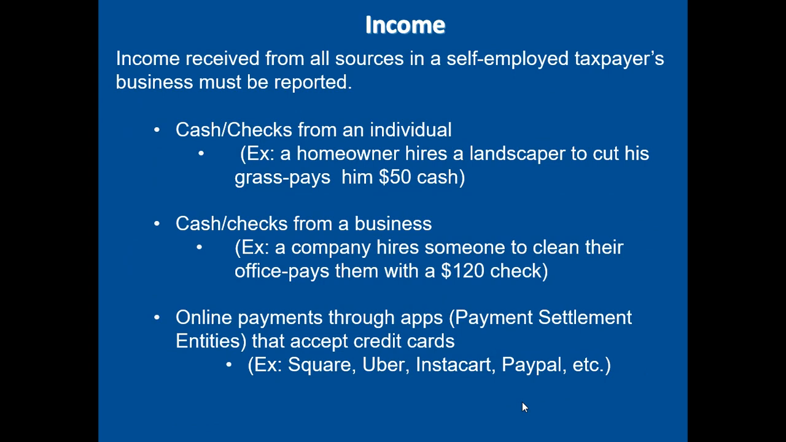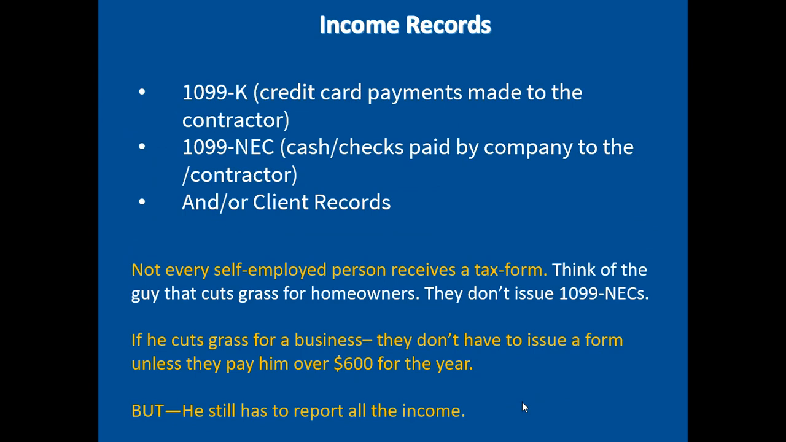Income. Income can be received from individuals and businesses. They can get cash and checks. For example, they cut your grass and the homeowner gives them $50 in cash. They can also get cash or checks from a business. They work, they clean or they cut grass, whatever it is, for a business, and they could get checks or cash. They can also get paid through online apps like Square, Uber, Instacart, PayPal, any of those things as well. It's up to the taxpayer to track all of their income.